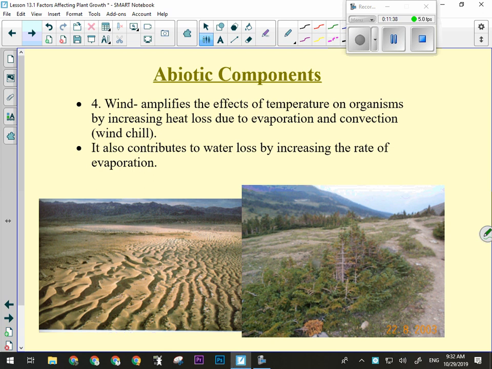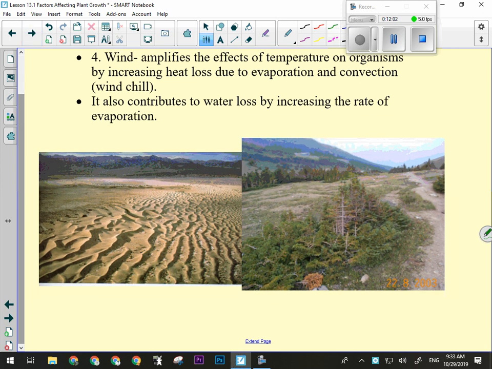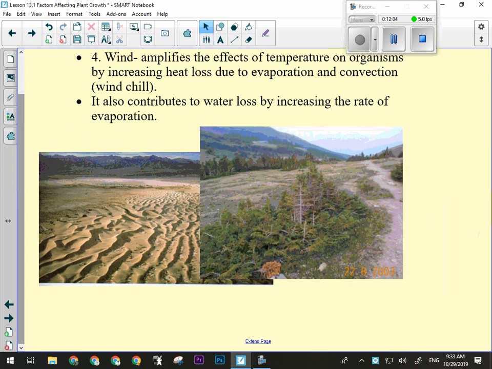Same sensation when you get out of the shower. When you first get out of the shower, you're soaking wet, and you get chilled because water's starting to evaporate off of you, and it's not a really warm place. Does that make sense? So evaporation can amplify the effects of temperature. It can also contribute to water loss, like I said, drying things out. But it'll also cause weird changes in the growth patterns of the plant.